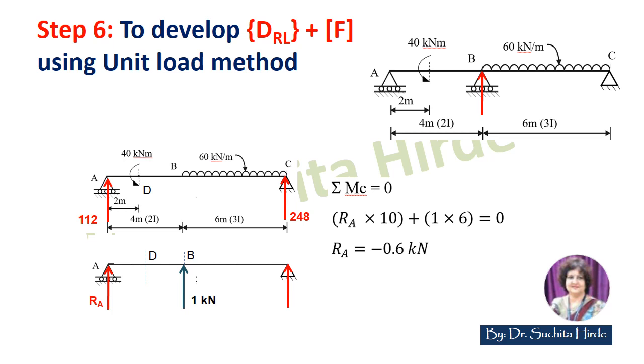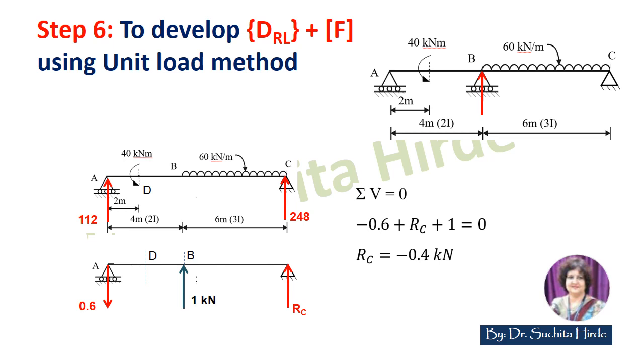Similarly, we can calculate the reactions at A and C for the second beam due to unit load. We will get RA equal to minus 0.6 kilonewton due to unit load. Minus means the reaction is downward. Again apply summation of vertical forces equal to 0 to the second beam. We will get RC equal to minus 0.4 kilonewton. Minus means the reaction at C is in the downward direction. This is how we calculate the reactions for beam 1 and beam 2. So we have calculated the reactions at supports A and C due to the given load and due to unit load.